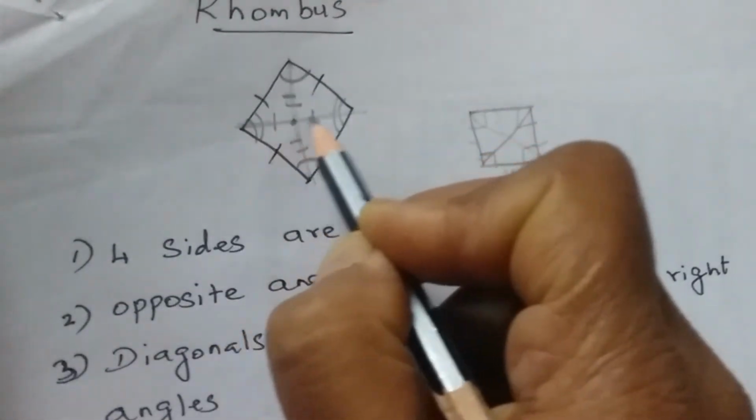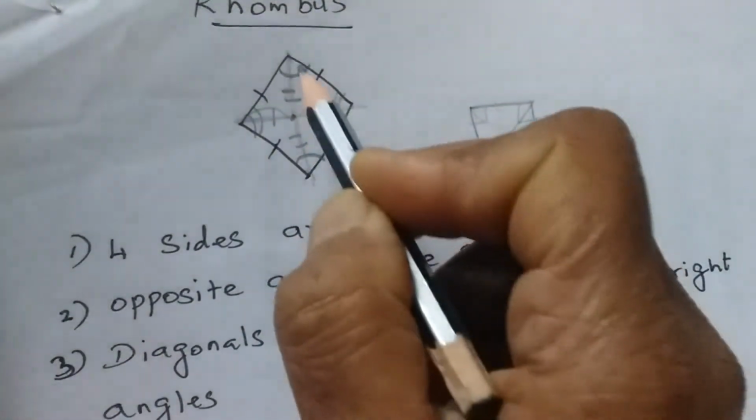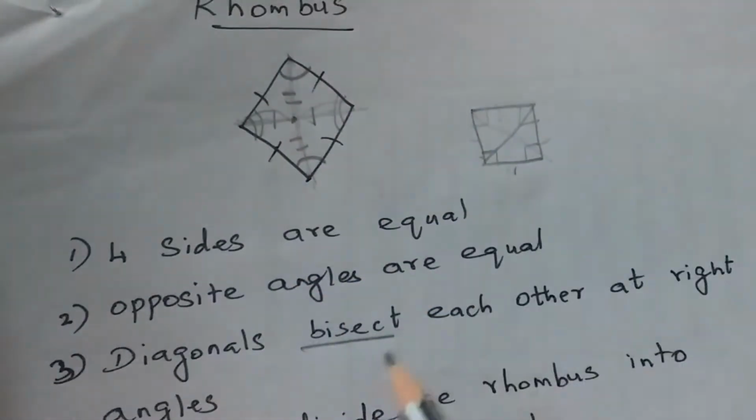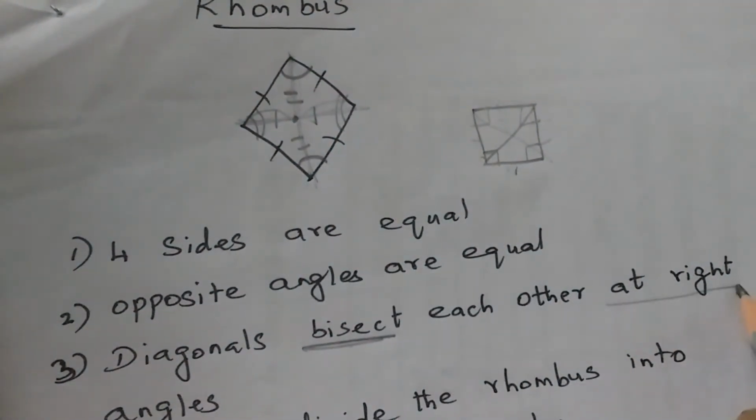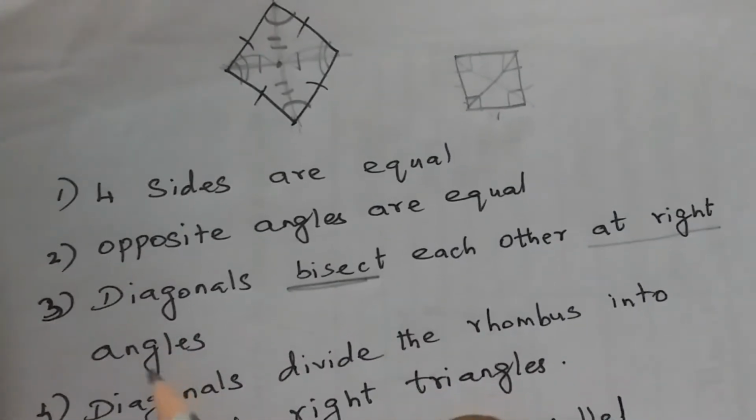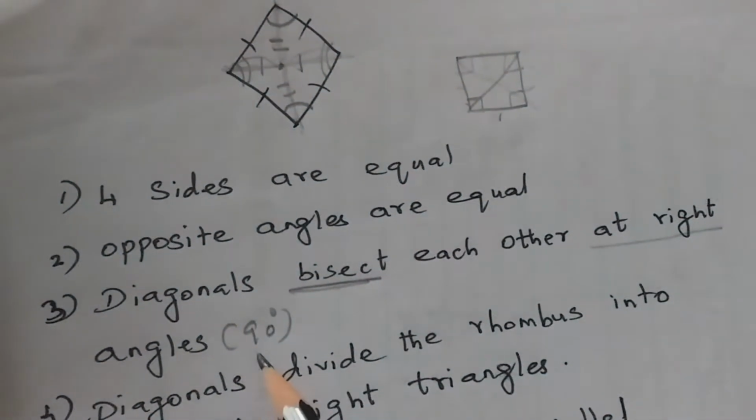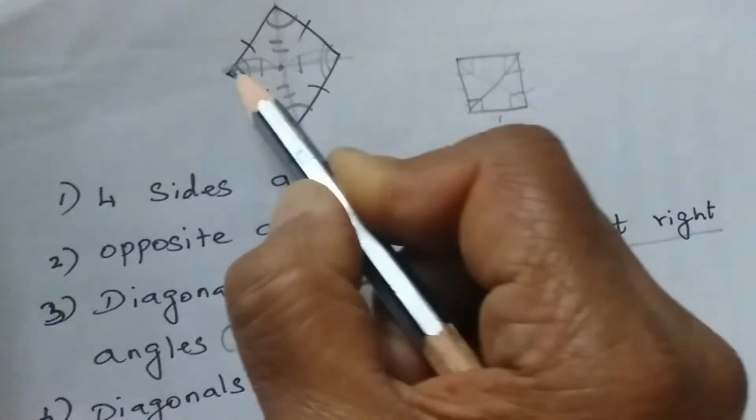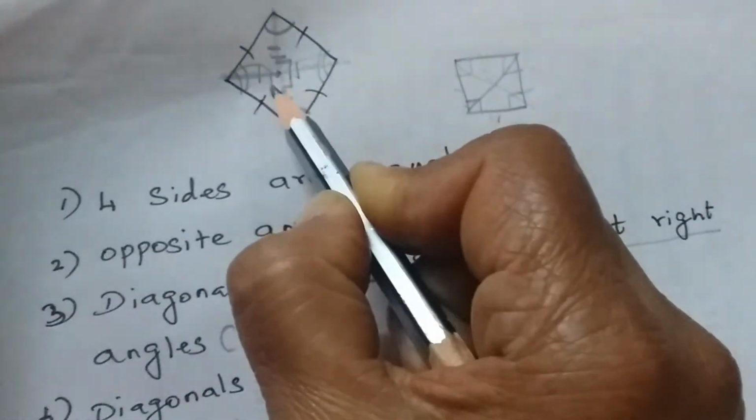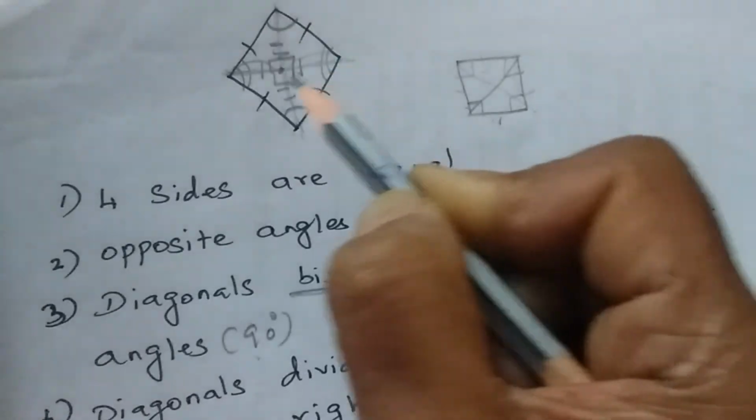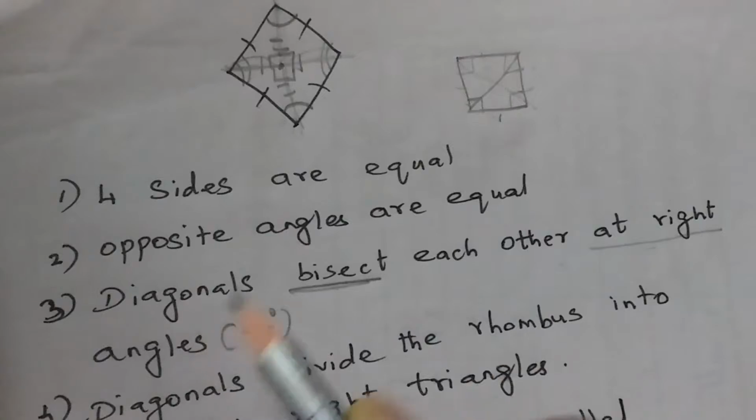For example, if this diagonal is 8 centimeter, then this is 4 and this is 4. If this is 10 centimeter, this is 5 and this is 5. That is the meaning of bisect, divided into two equal parts. At right angles, what is a right angle? Right angle is, we know, 90 degrees. Exactly 90 degrees is called right angle. So the angle between the two diagonals is 90 degrees. This is 90, this is 90, this is 90 and this is also 90. So the third property says diagonals bisect each other at right angles.